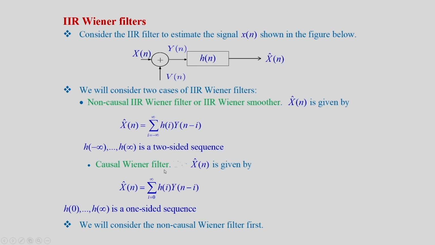Next is the causal Wiener filter. Here x̂[n] is given by the summation of h[i] y[n minus i], i going from 0 to infinity. Thus, h[i] are 0 for i less than 0. Here h[0], h[1] up to h[infinity] constitute a one-sided sequence. We will consider the non-causal Wiener filter first.